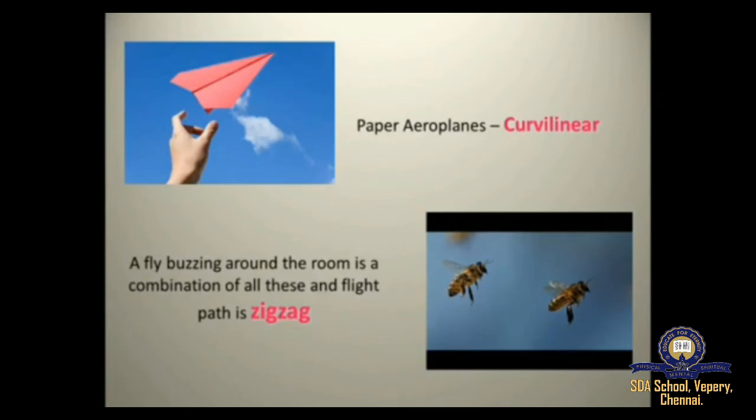That is, the paper flight is moving ahead, but direction is changing while moving such paths. So such paths are called curvilinear motion. And the next one is a fly. A fly buzzing around the room is a combination of all these motions, a combination of rotational, circular, linear, oscillatory, curvilinear. So a fly buzzing around the room is a combination of all these motions, and the flight path is zigzag.